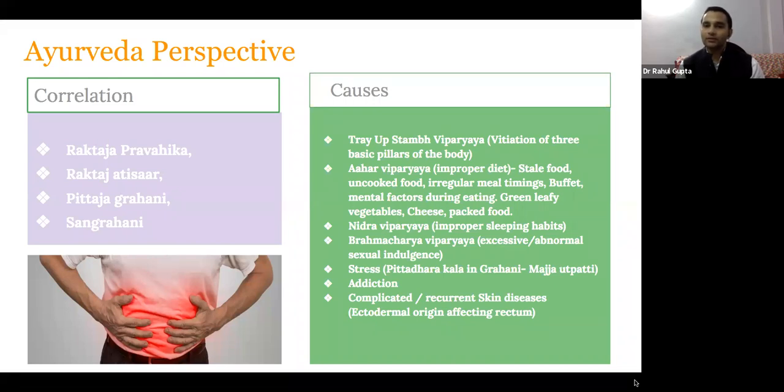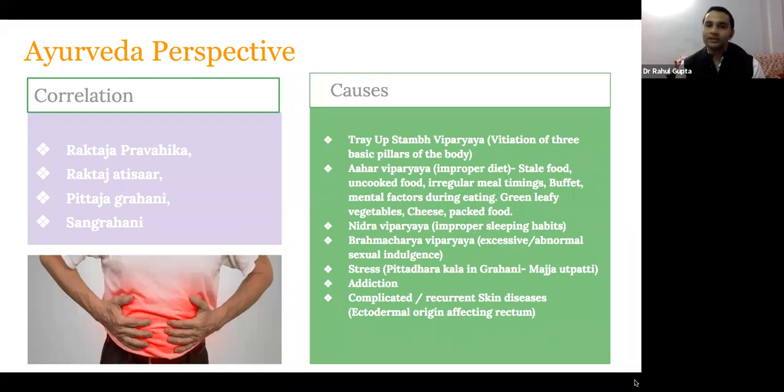Now we can be moving on to the causes of ulcerative colitis. The first cause is Trayopastambha Viparyaya. Actually, in our body there are three pillars which make the body stable. Out of the three, first one is ahar or food or diet. Second one is nidra or sleep. Third one is brahmacharya or abstinence.